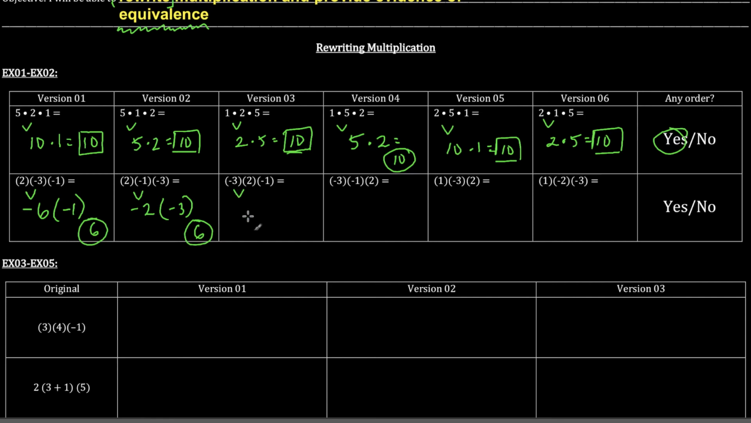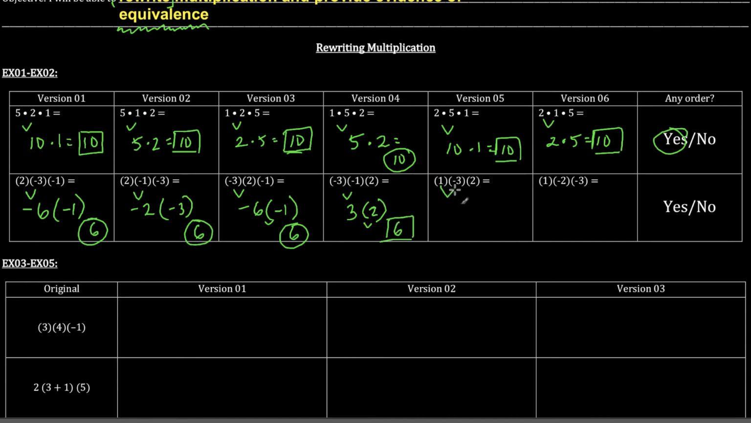A negative times a positive is a negative. 3 times 2 is 6. Negative times a negative is a positive. 6 times 1 is 6. Good so far. Negative times a negative is a positive. 3 times 1 is 3. And a positive times a positive, like you've done all your life, is just 6. Well, not all your life, but you know, since elementary at least.